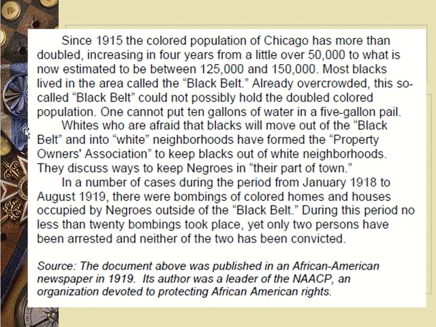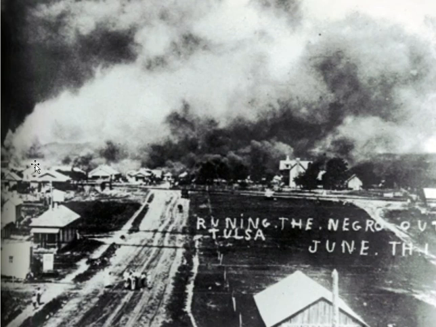Right? So even places where there weren't straight out violence and killing of black people, you're going to have this kind of forcing people out of different communities. Here we have a picture of all of these houses that are in a black neighborhood in Tulsa that are being burned.